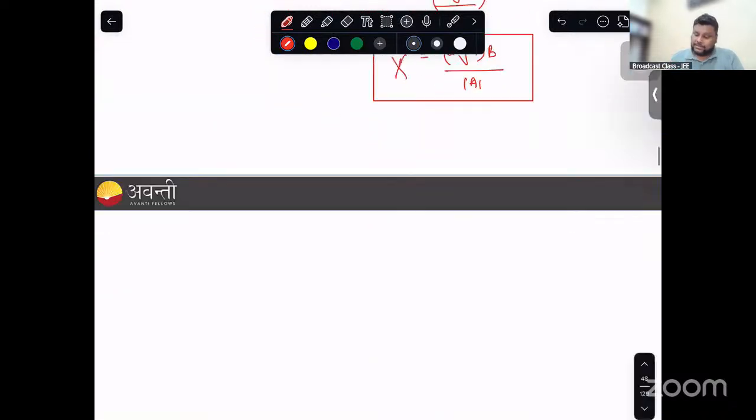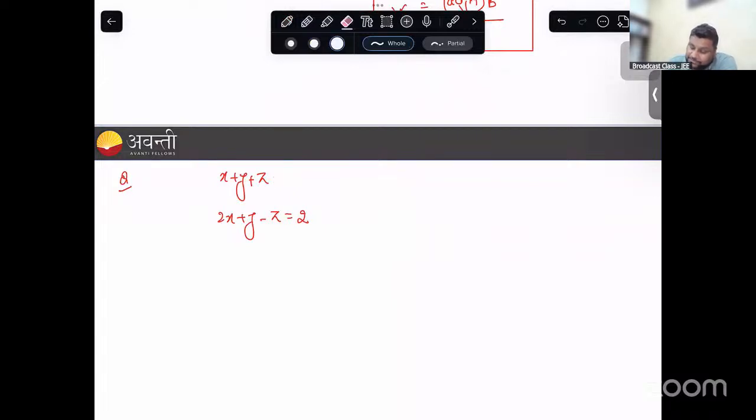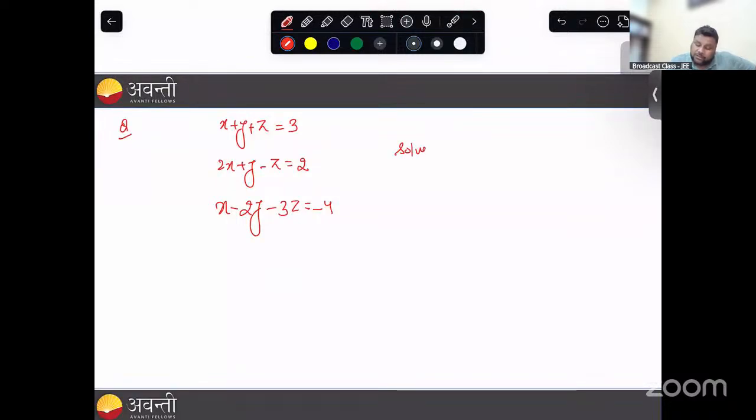Now, let's solve a question. Simple question I will do first of all. x plus y plus z equals 1. 2x plus y minus z equals 2. x plus y plus z equals 3 कर लेंगे. And x minus 2y minus 3z equals minus 4. Fine. So now the question is solve using matrix method.